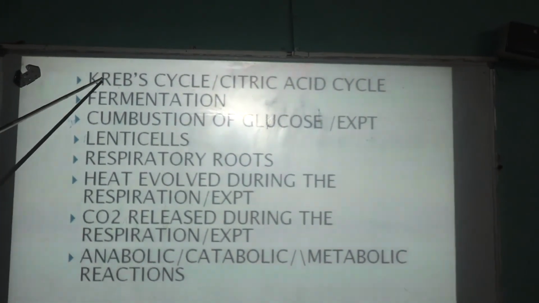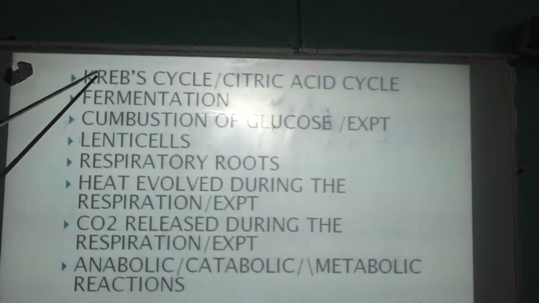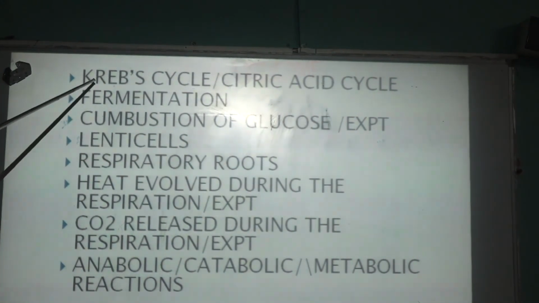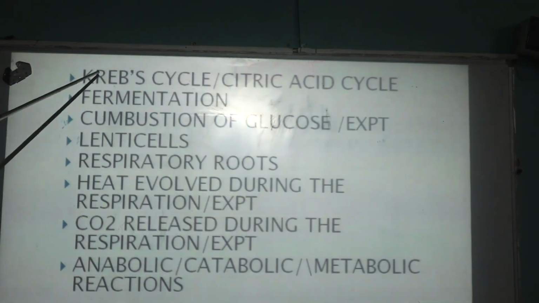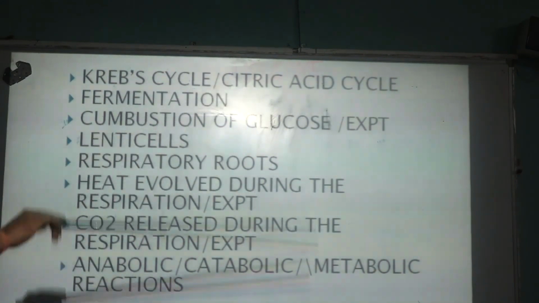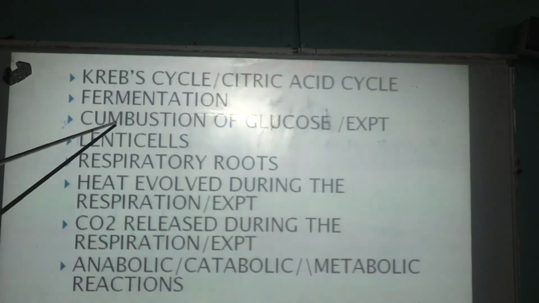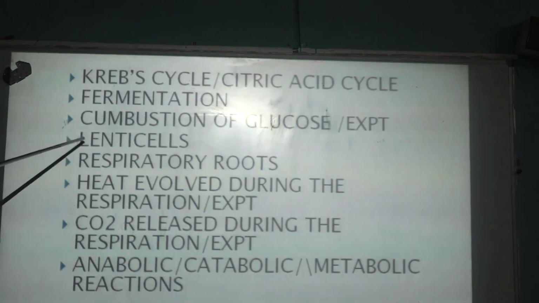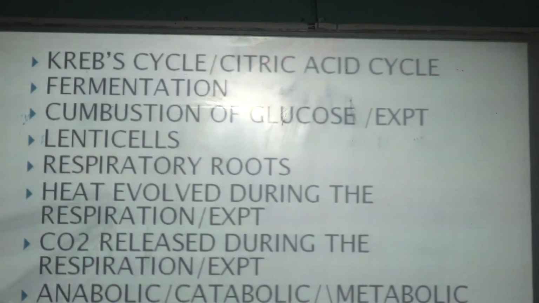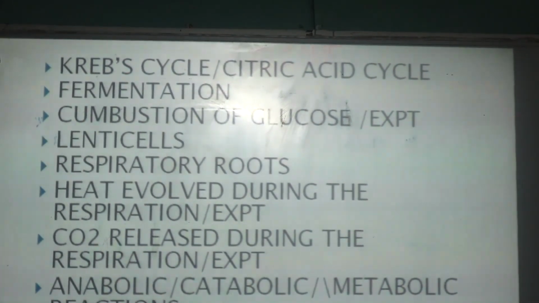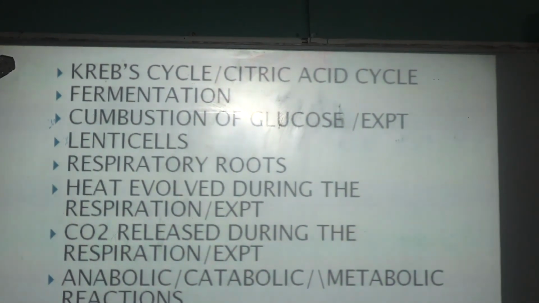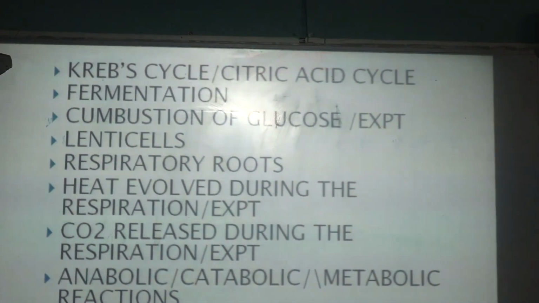Krebs cycle, I already told you, pyruvate along with oxygen moves to the mitochondria, then this Krebs cycle will happen. This Krebs cycle is also called the citric acid cycle. Then we know what fermentation and the combustion of glucose experiment are. This is a very simple and small experiment. And then the lenticels are there. These lenticels are special structures in plants that conduct gaseous exchange.